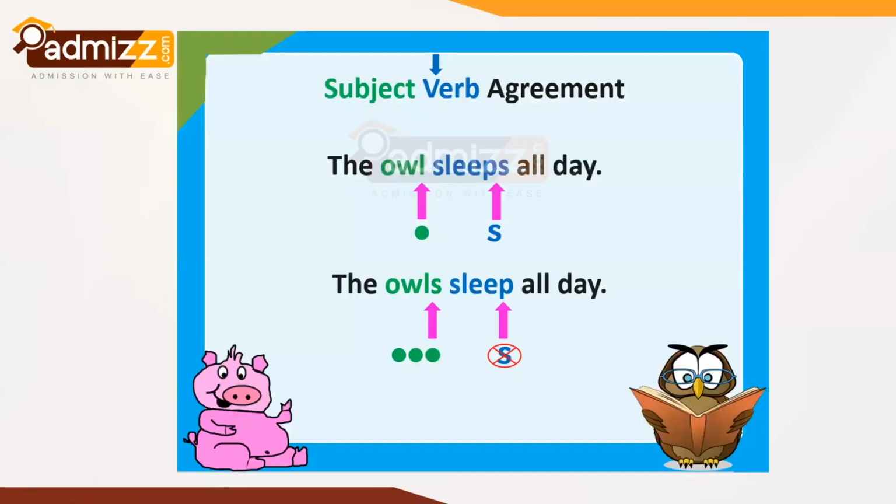Next up is subject-verb agreement. This is a small example. For instance, take a look at this: the owl sleeps all day. Owl is singular, and so we are using a singular verb, sleeps, with an s. Now, when plural, the owls sleep all day, because when the subject is plural, the verb must be plural as well. So it's sleep all day.